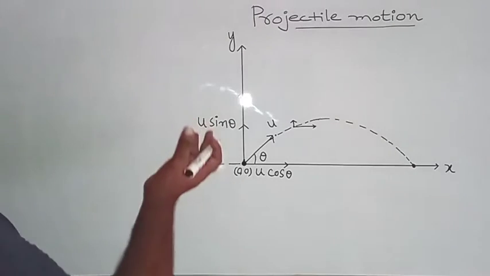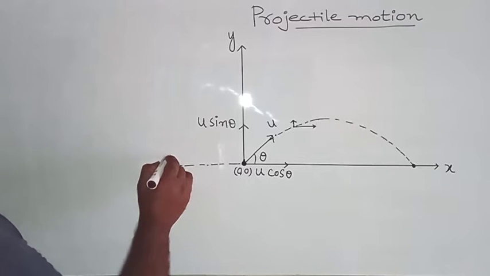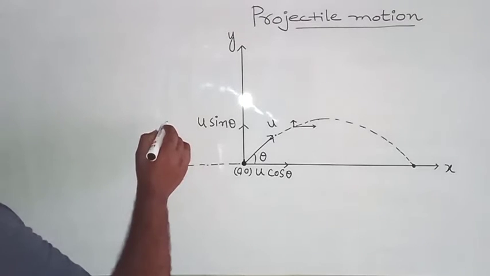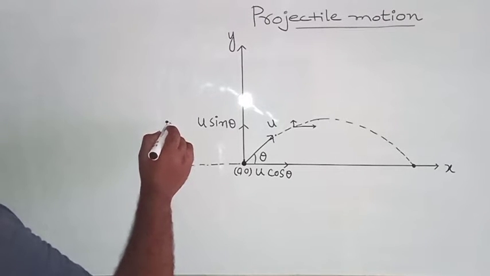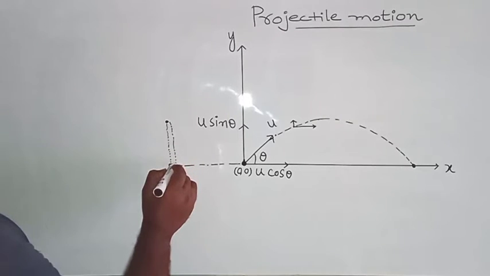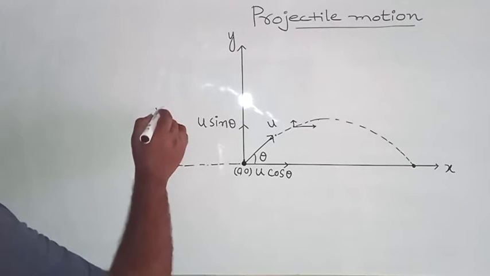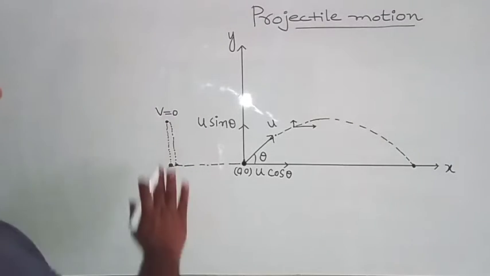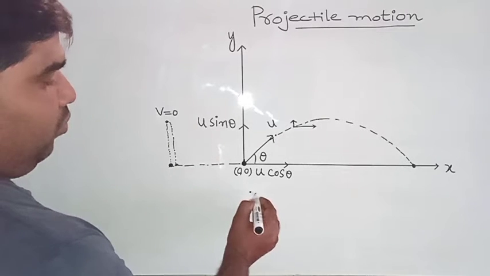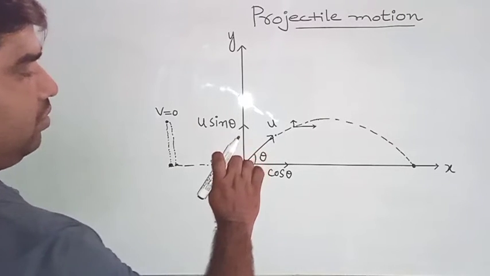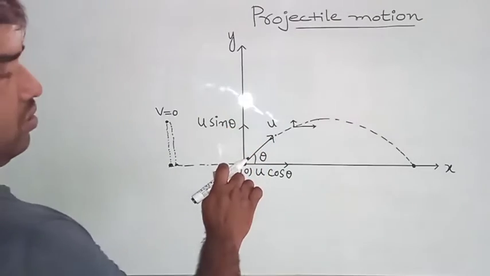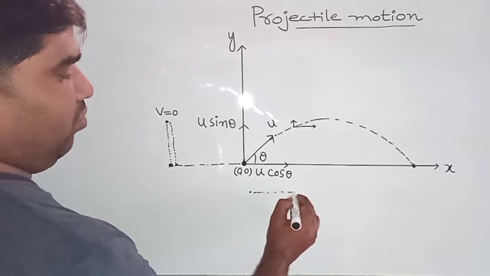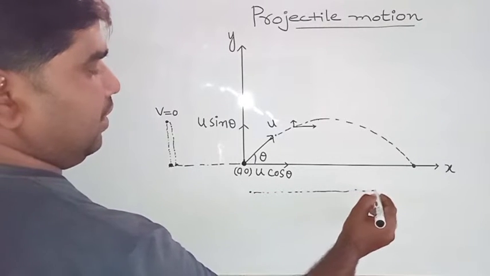vertical direction. If you project an object, then it moves in the upward direction. When it is moving upward, the velocity is decreasing. When the velocity is completely 0, then it comes back in the downward direction. At this point, the velocity is 0. This is vertical motion. And coming to horizontal motion, if you project in a plane, it has two motions, horizontal motion and vertical motion. Horizontal motion you can see along this direction, like this.